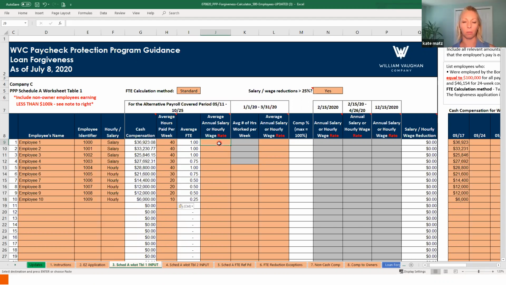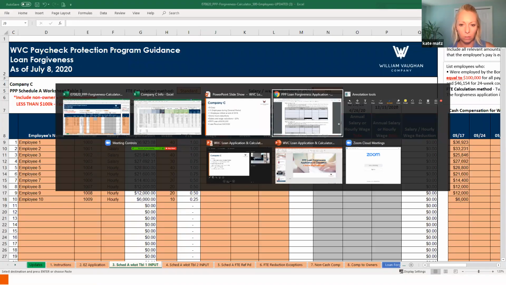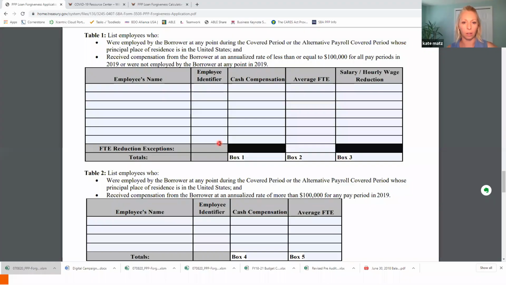Yeah, that's a good point, and I've gotten a lot of questions on that too. The way that the application is designed, and I'll just flip back over that real quick, on that last page where you're listing out each of the employees, your average FTE is going to be the average FTE that they actually got paid for during that time period. And then this one little box here is the FTE reduction exceptions. That's where you'll add back any of those exceptions that Mike just mentioned, as far as if somebody was terminated for cause, or if they voluntarily resigned.